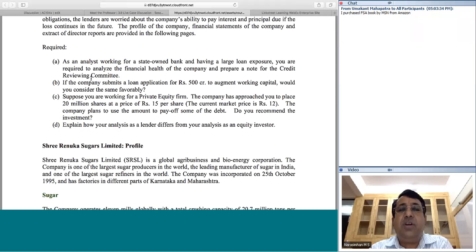If the company submits a loan application for 500 crore to augment the working capital, now the question is that as a banker, would you recommend this favorably? Would you sanction this particular loan?